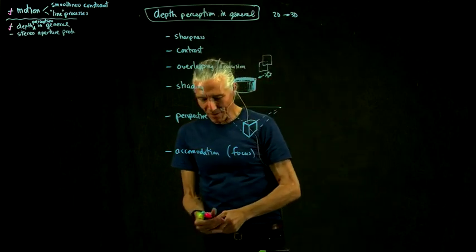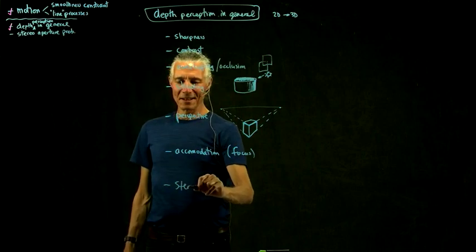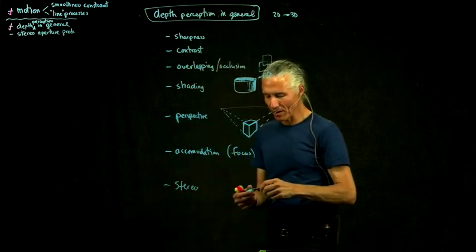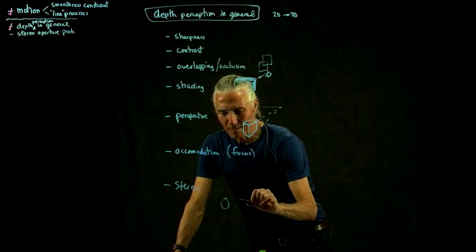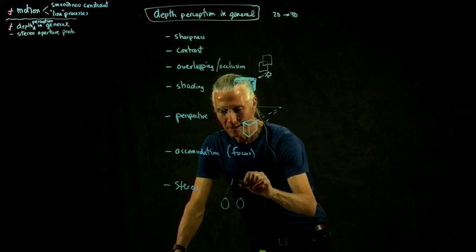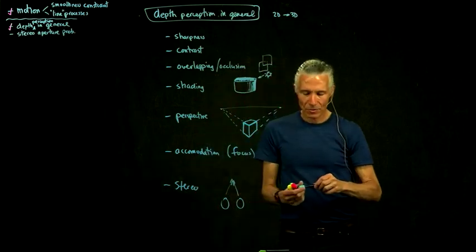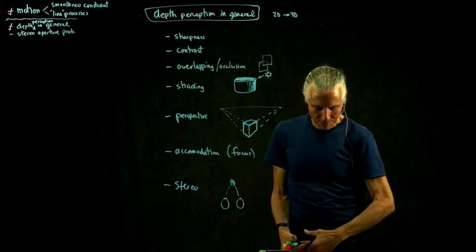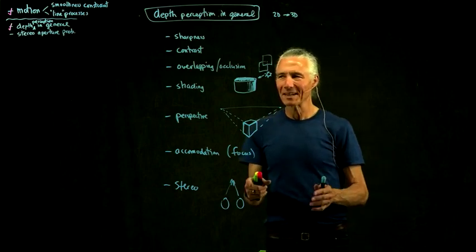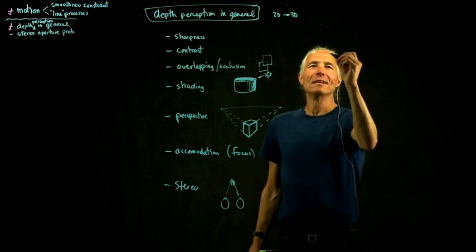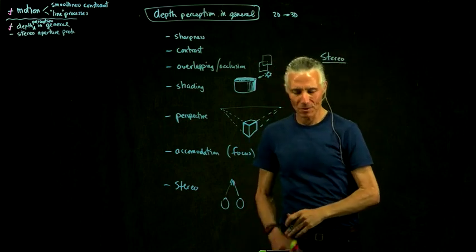So that's another thing, and then finally, stereo. So stereo basically is you've got two eyes looking at the same object, and so they have slightly different viewpoints. And you can use information about those slightly different viewpoints. But even stereo has subparts to it. So let's subdivide stereo. Stereo generally means looking at things through two eyes.